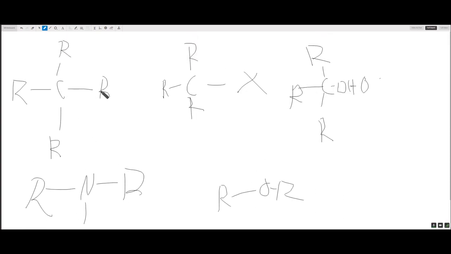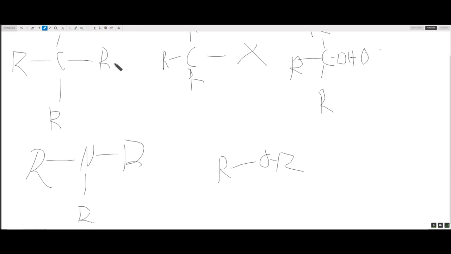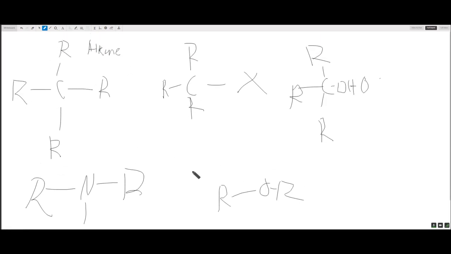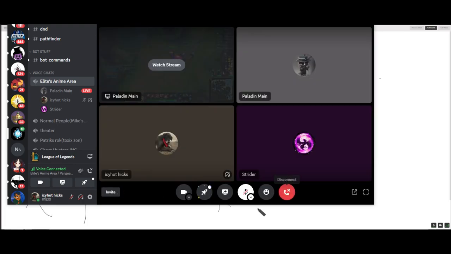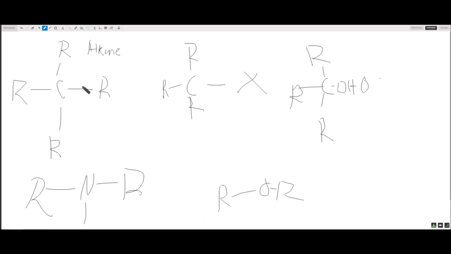This is a carbon bonded to just other carbon, single bonded to other carbon. This is alkane. These are alkanes, right? These have single bonds. Let me mute that. These are alkanes, right?